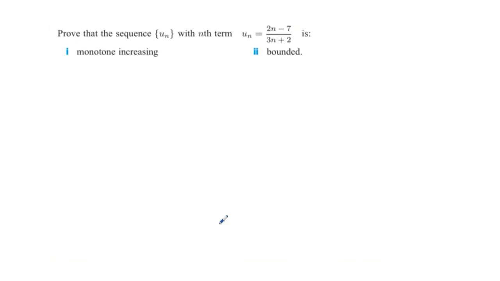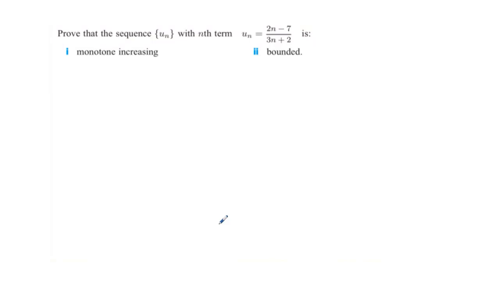Okay, prove that the sequence un with nth term un equals (2n minus 7) over (3n plus 2) is, well, first thing we need to prove is that it's monotone increasing. Monotone means over the whole of its domain it is increasing, and we then need to prove that it is bounded. So that means we can pick two definite values such that it doesn't go beyond these values. So one would be a lower bound, one would be an upper bound. It could potentially reach that value, but we need to guarantee that it doesn't go beyond it.